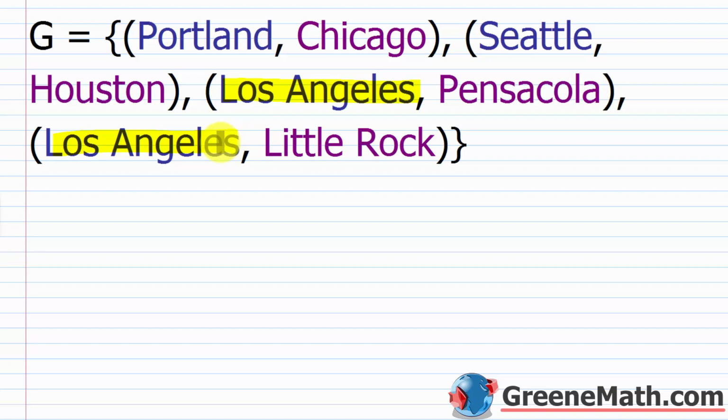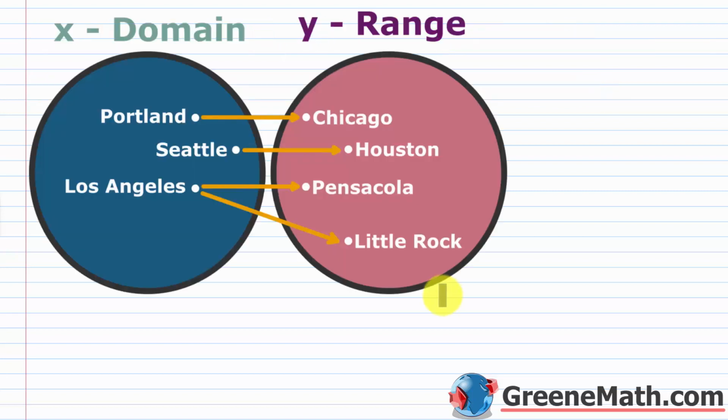I'm taking off from Los Angeles and there's no clear association with my destination city. Am I going to Pensacola? Am I going to Little Rock? You can see this more clearly in the diagram where we show the mapping, again, from X, the domain, the takeoff cities, to Y, the range, the destination cities. So a flight from Portland lands in Chicago, a flight from Seattle lands in Houston, a flight from Los Angeles lands in Pensacola and Little Rock, okay? So that's where you get the problem.